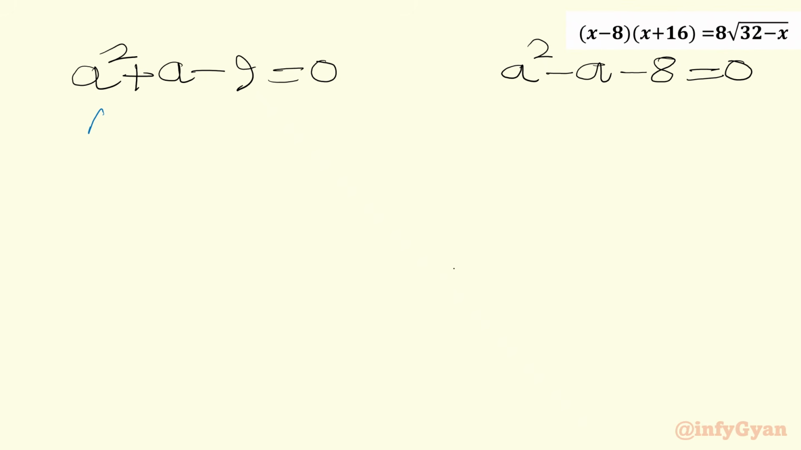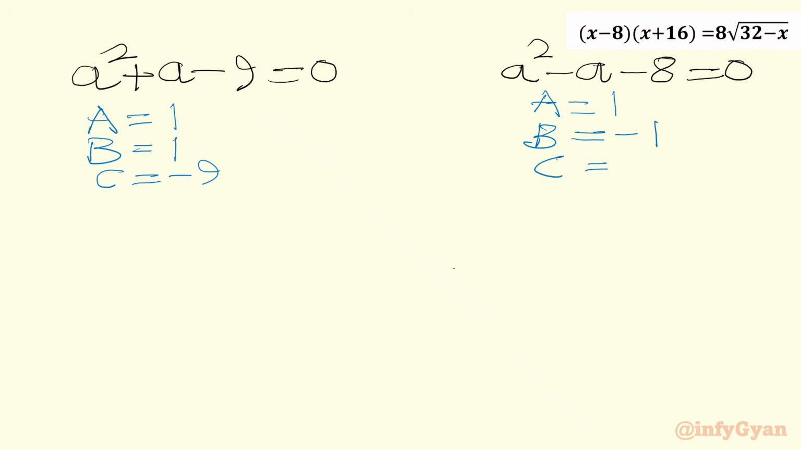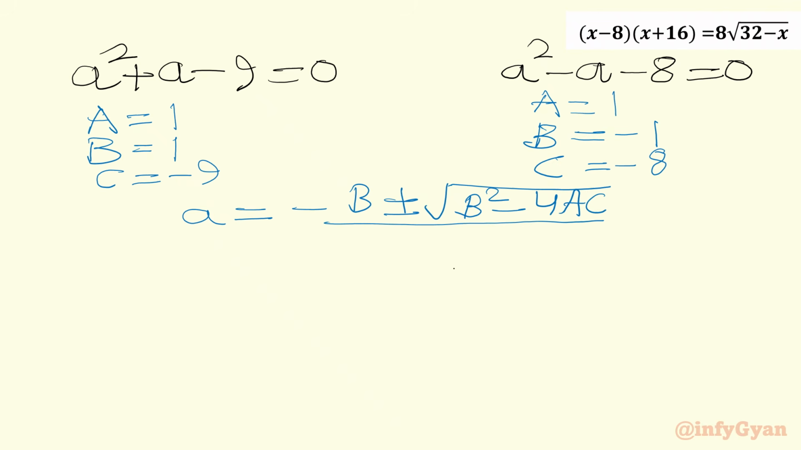So here I need to write the coefficient of small a² is 1, the coefficient of small a is 1, the constant is −9. Here we will write capital A equal to 1, capital B equal to −1, the constant is −8. As per the formula, we will write a equals minus B plus or minus the square root of B² − 4AC over 2 times A.